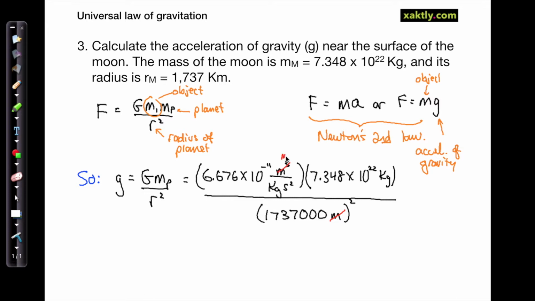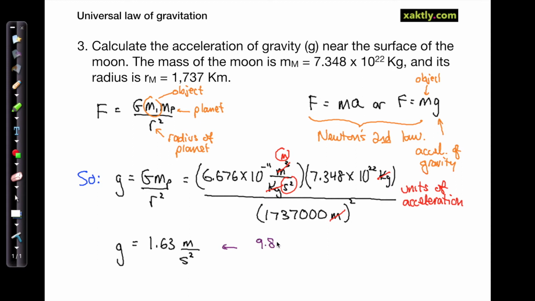My units cancel like this, kilograms, kilograms. The meters squared below cancels two of the cubic meters above. So I have units of acceleration, meters per second squared. So now I just need to do that calculation, and that comes out to be 1.63 meters per second squared.